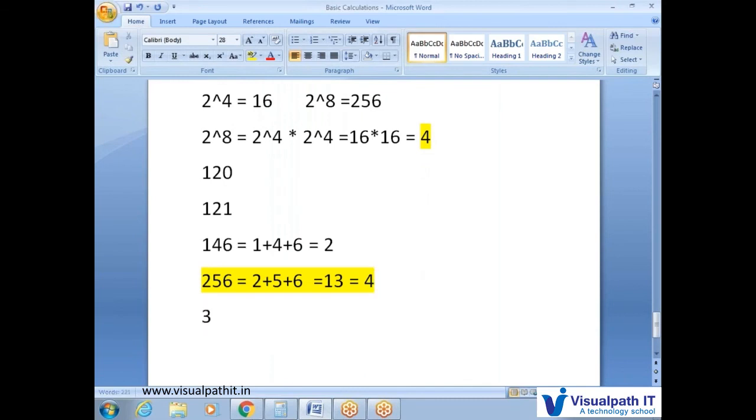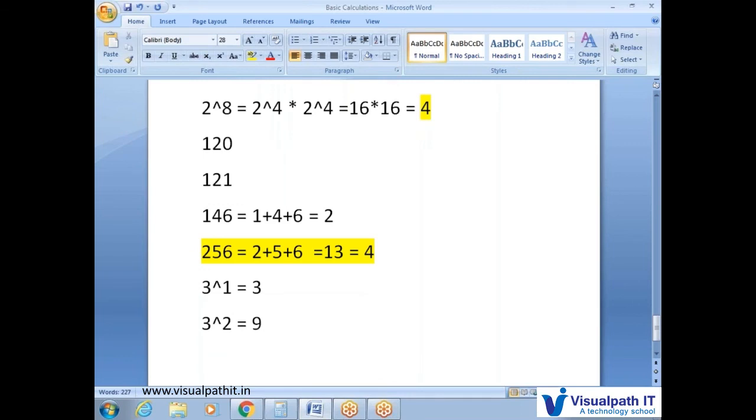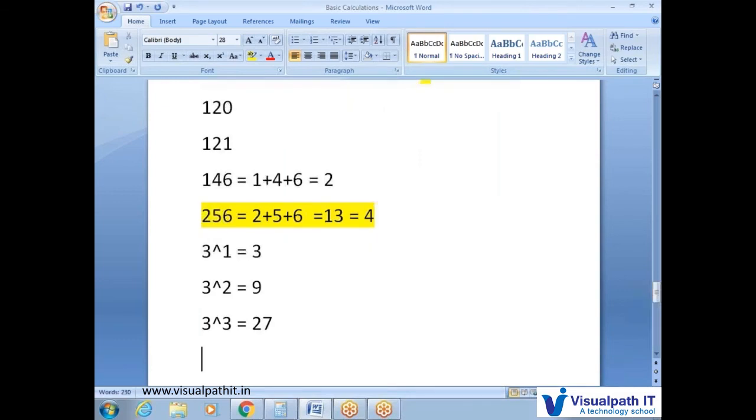For example, the third table. So 3 power 1, what is the value? 3. Next, 3 square is 9. 3 cube is 27. Next, 3 power 4 is 81. Clear all of you? 3 power 1 is 3, 3 square is 9, 3 cube is 27, 3 power 4 is 81. Enough. These are the 4 values.